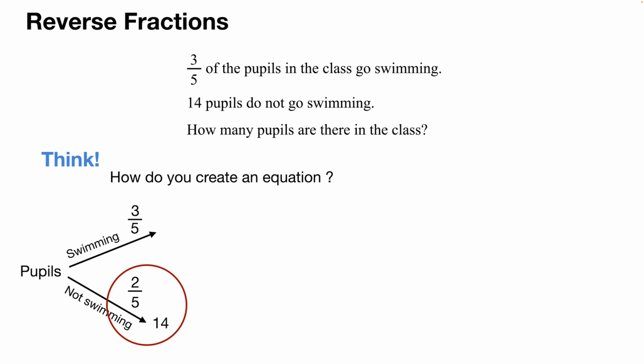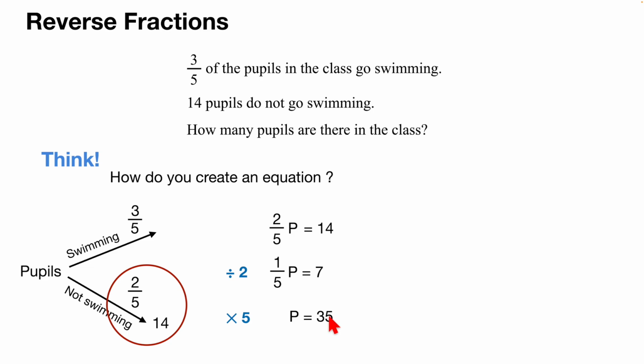So we can say that pupils times 2/5 is equal to 14. Or as I like to say, 2/5 of P, for pupils, equals 14. Let's divide both sides by 2: 1/5 of P is 7. And multiply by 5 to get rid of the 5. P equals 35. Oh, right.